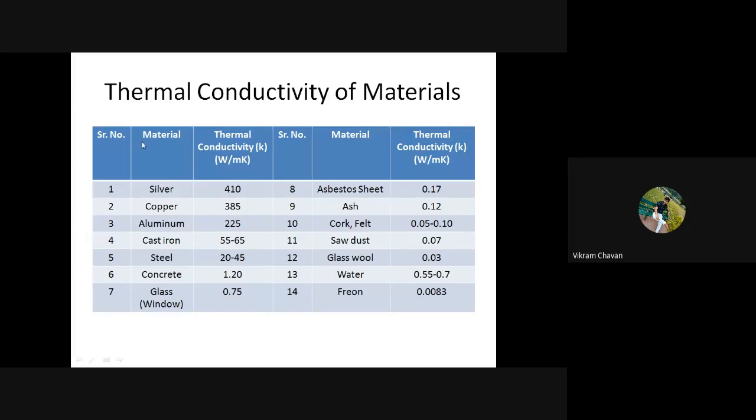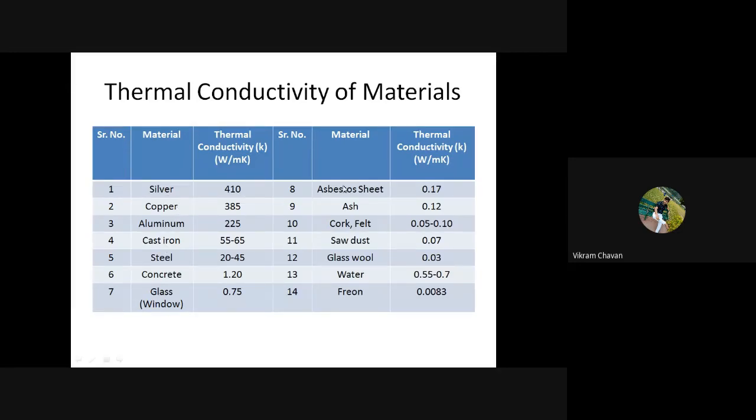So, serial number, material, thermal conductivity. The first material is silver, and its thermal conductivity is 410 watt per meter degree Celsius or Kelvin. Is it a good conductor or a good insulator based on this number, 410? Good conductor, great.